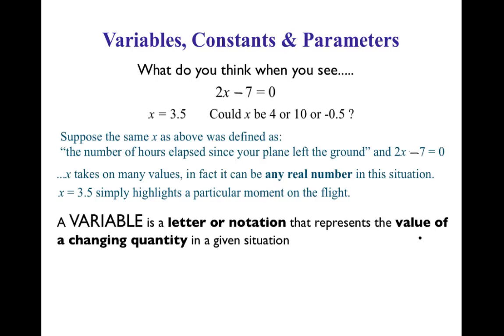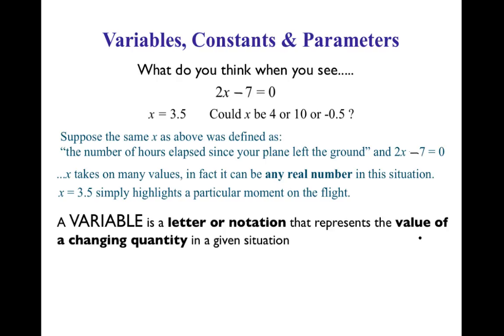A variable, two things about a variable. It's a letter or a notation. That's number one. And it represents the value of a changing quantity. Variables vary in the value they are representing. But first and foremost, what is a variable? A letter.